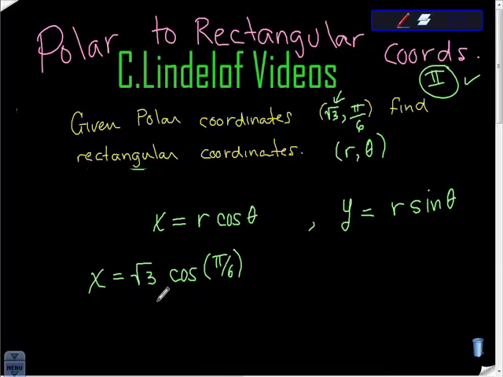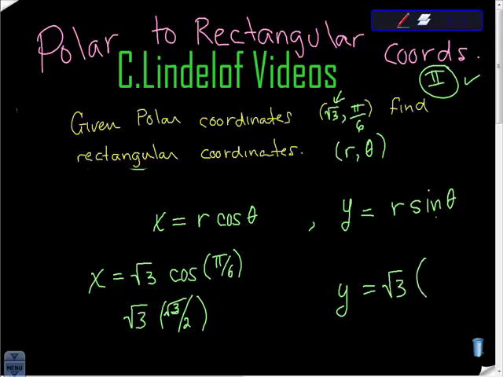Go back to our work, and we found out that cosine of pi sixth is square root 3 over 2, isn't it? And we also found out while we were there that the r, the directed distance, was square root 3, but we also found out that sine of pi sixth, which is what we're interested in, is 1/2, right?